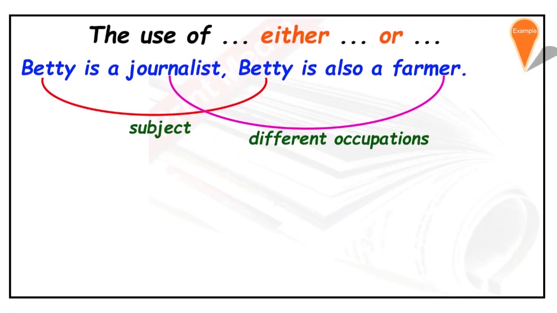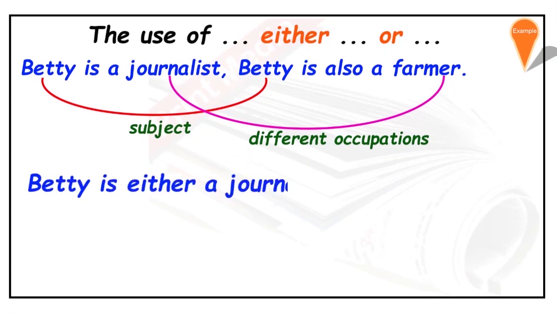Now, we can use either... or in the course of the sentence, and in this sentence we shall say, Betty is either a journalist or a farmer.